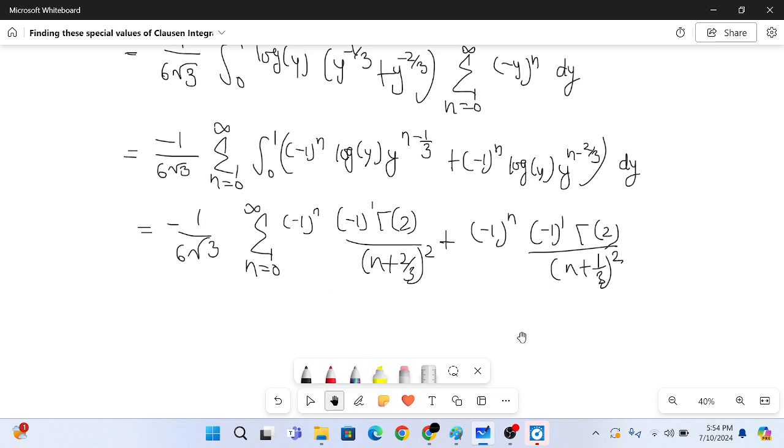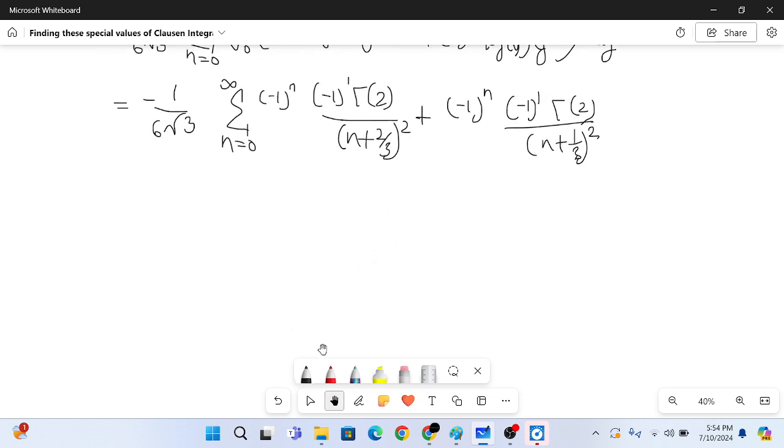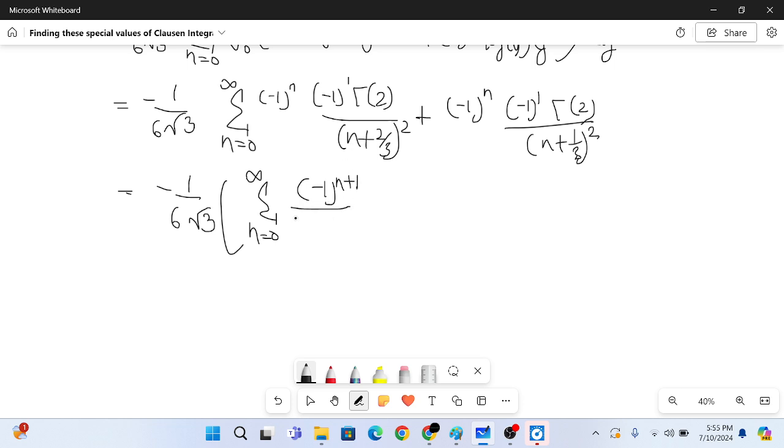Now we have to sum them, but since there are alternating powers, it looks like that can be difficult for us. So over here we have sum from n equals 0 to infinity, and then minus 1 to the power n plus 1, gamma of 2 is just 1, by n plus 2 by 3 square. And over here this is minus 1 to the power n plus 1, gamma of 2 is just 1, divided by n plus 1 by 3 square.